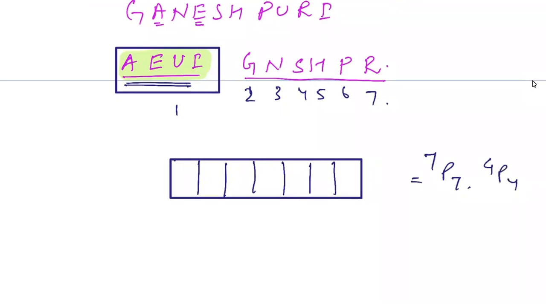So this is going for all seven: 7, 6, 5, 4, 3, 2, 1. That's factorial 7. And these four can interchange in factorial 4 ways. Factorial 7 into factorial 4. Right? All the vowels are together.